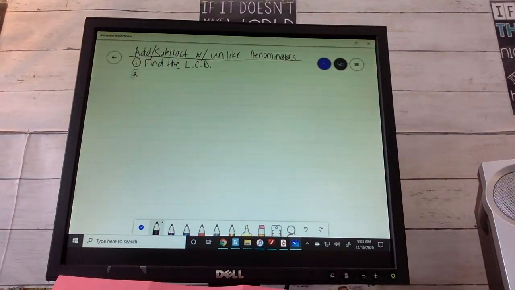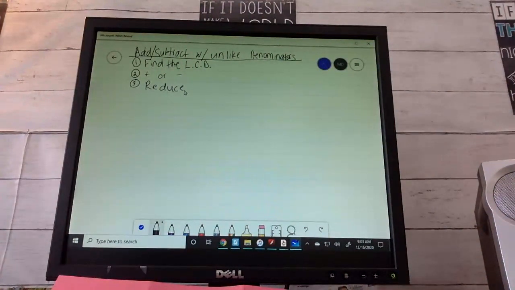Second step, you either add or subtract. It's pretty easy second step, huh? And your third step is going to just be reduce. Let's do an example.